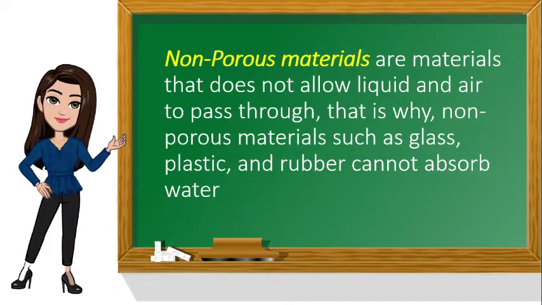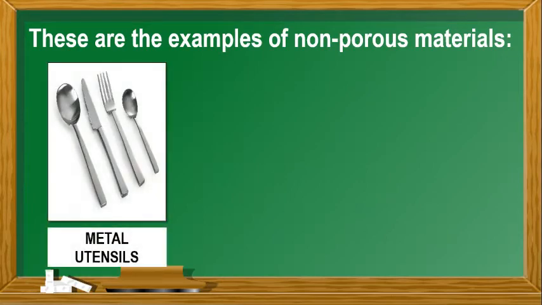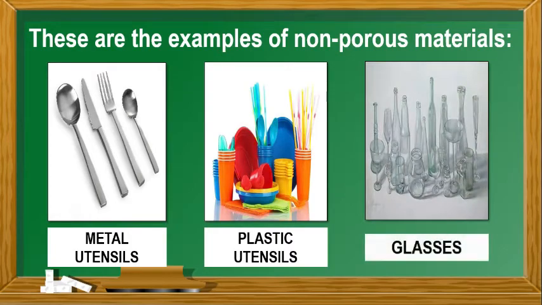Non-porous materials are materials that do not allow liquid and air to pass through. That is why non-porous materials such as glass, plastic, and rubber cannot absorb water. These are the examples of non-porous materials. First one is metal utensils, second, plastic utensils, and last is glasses.